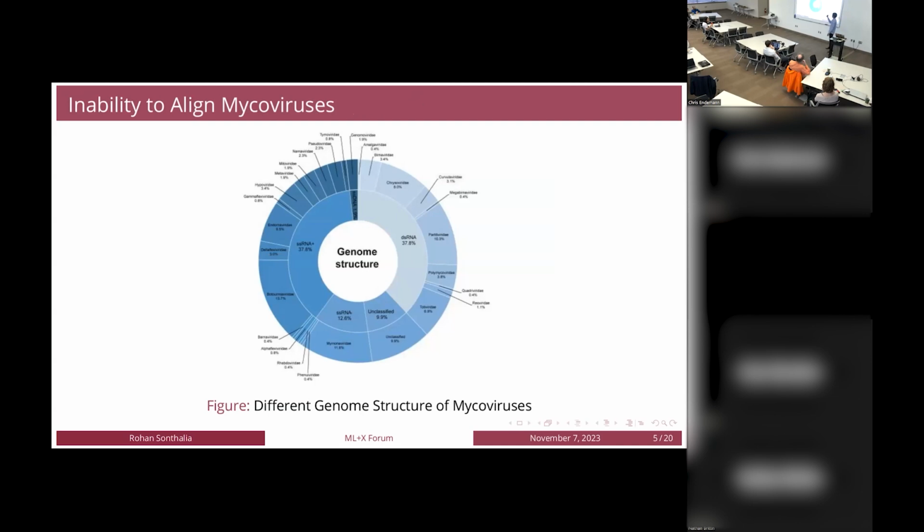Now, this is just a diagram that represents the different genome structures of mycoviruses. As we can see, there are several genome structures and most of them are very disproportionate. Up to 10% are unclassified. And we've got mycoviruses that have single-stranded RNAs, double-stranded RNAs, and now we have recently figured out that mycoviruses have double-stranded DNAs as well.